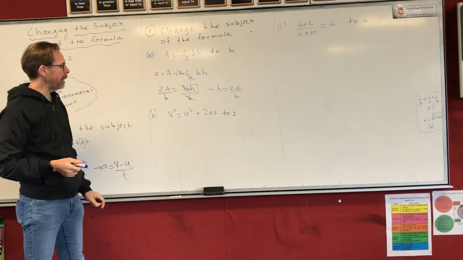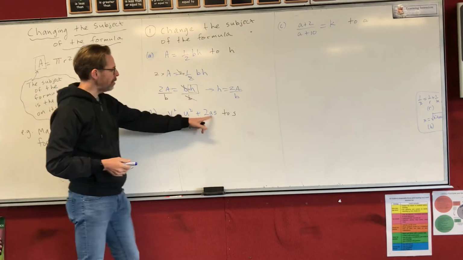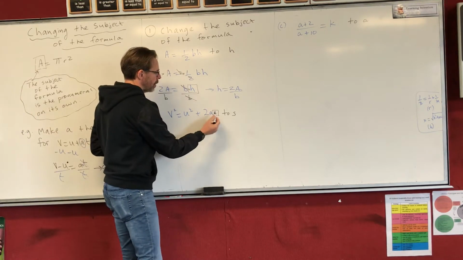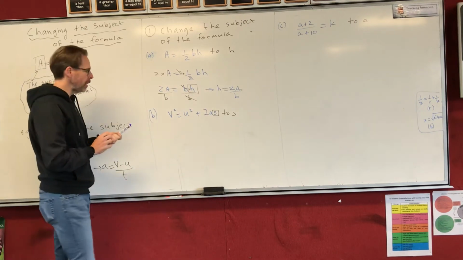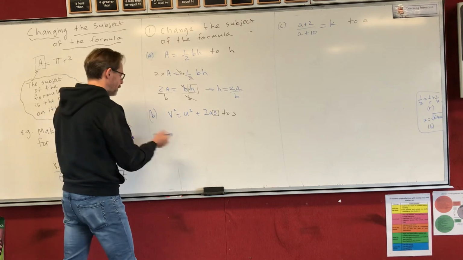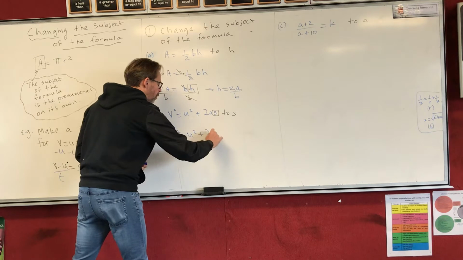Right, what about part b? V squared equals u squared plus 2as. Now we're going to change the subject of the formula to s. Okay, there's an s, not a 5. So first thing I'm going to do here is write the question down again so I can draw on top of it. So v squared equals u squared plus 2as.